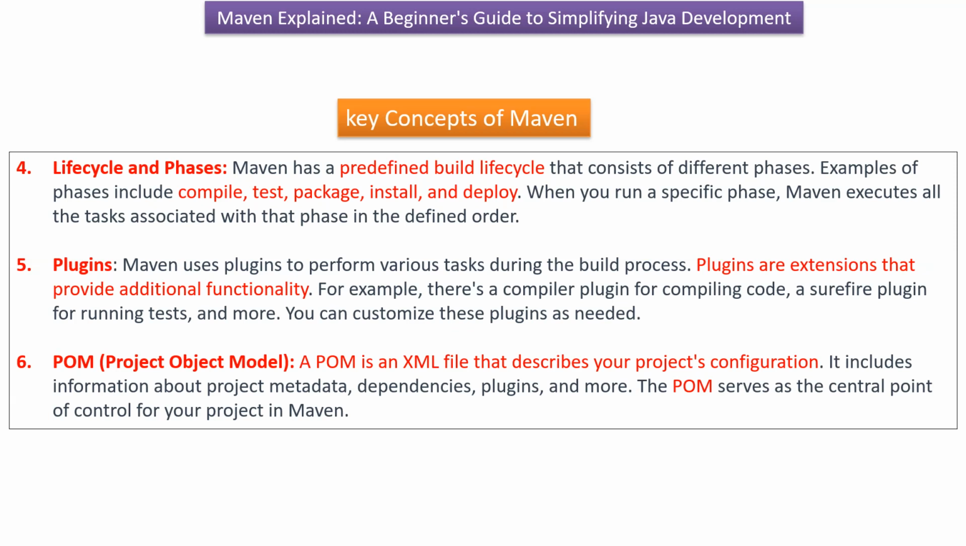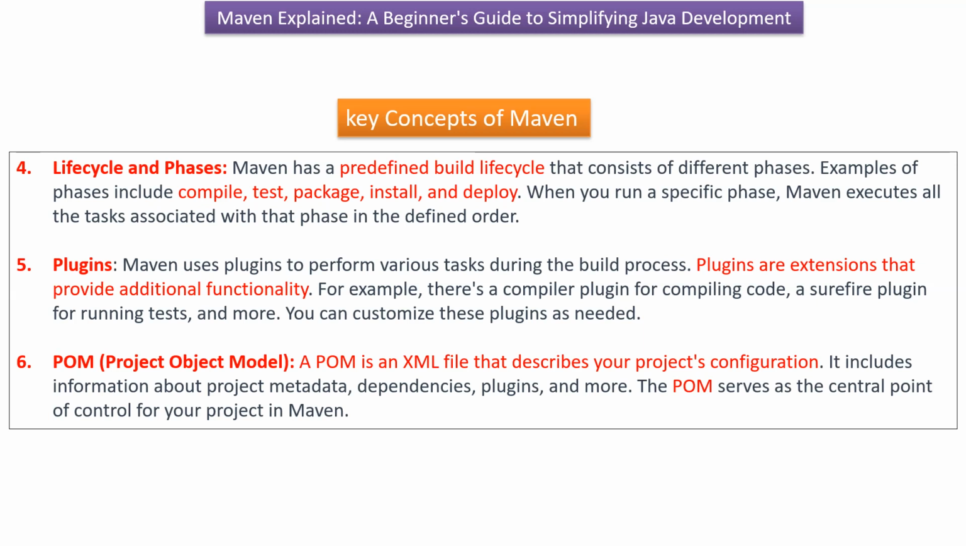Fifth one is plugins. Maven uses plugins to perform various tasks during the build process. Plugins are extensions that provide additional functionality. For example, there is a compiler plugin for compiling the code and Surefire plugin for running the tests and more. And you can customize these plugins as needed.